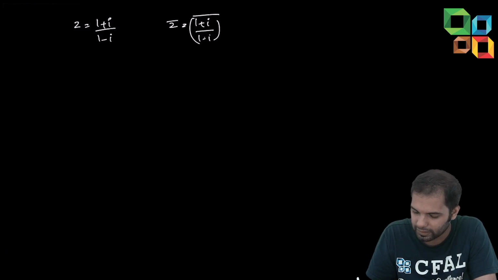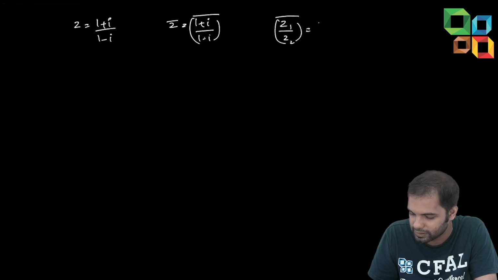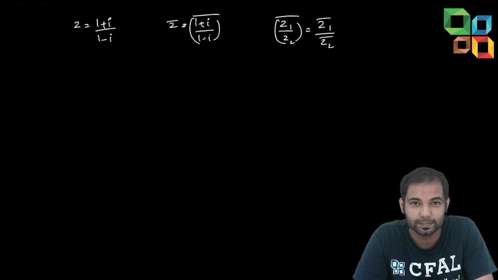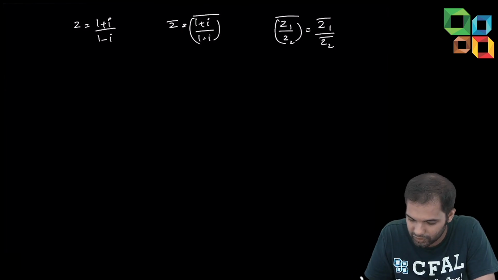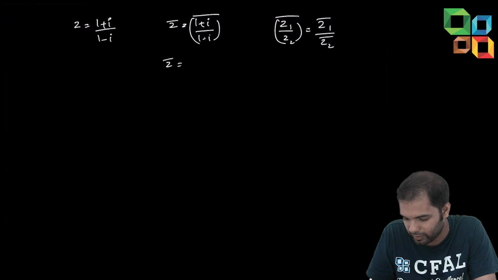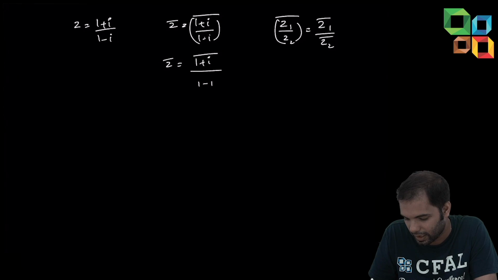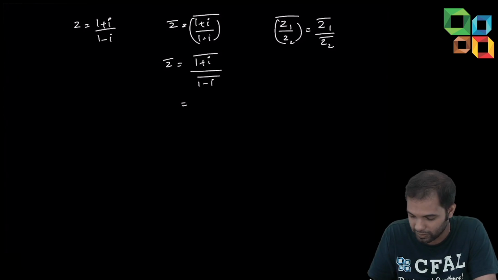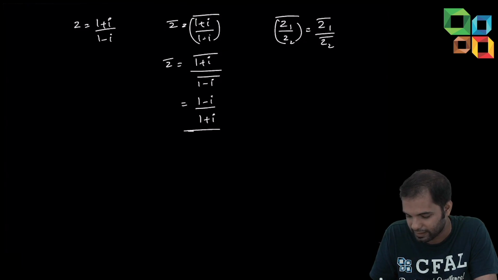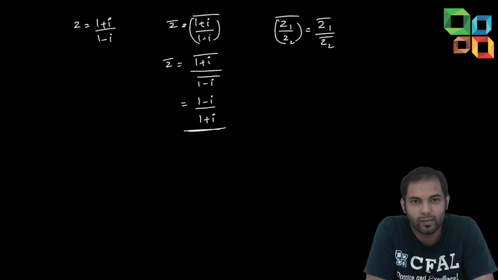Now we know the property. What is it? Z1 by Z2 whole conjugate is nothing but Z1 conjugate by Z2 conjugate, Z1 bar by Z2 bar. Then we use it here. So this will be nothing but 1 plus i bar by 1 minus i bar. Can you see it's very easy right now? 1 plus i bar is 1 minus i, and 1 minus i bar is nothing but 1 plus i. So this would be an option.